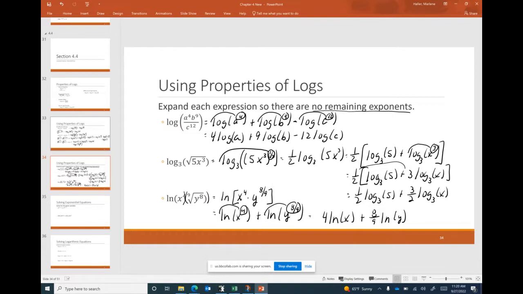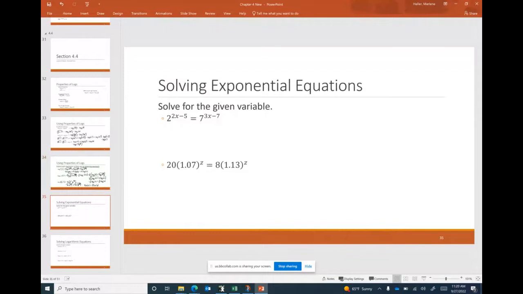Okay. All right, so there's these two new properties of logarithms that we can use in conjunction with those previously discussed. Now let's take a look at solving exponential equations, perhaps using some of these new properties. All right, look at this first one: 2 raised to the 2x minus 5 power equals 7 raised to the 3x minus 7 power.